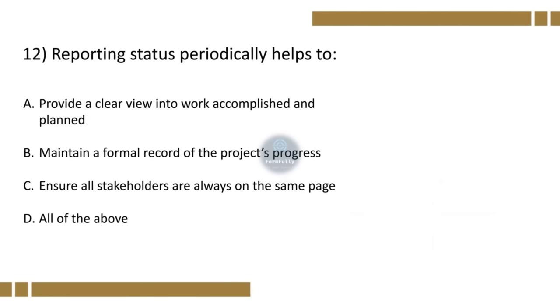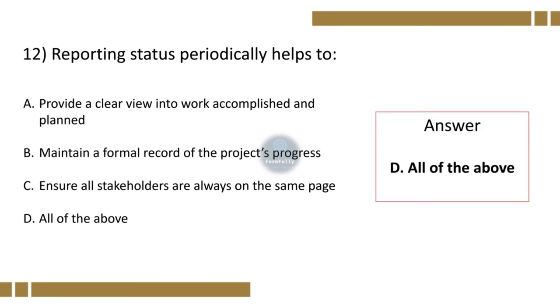Question 12. Reporting status periodically helps to: option A, provide a clear view into work accomplished and planned; B, maintain a formal record of the project's progress; C, ensure all stakeholders are always on the same page; D, all of the above. And the correct option is D, all of the above.